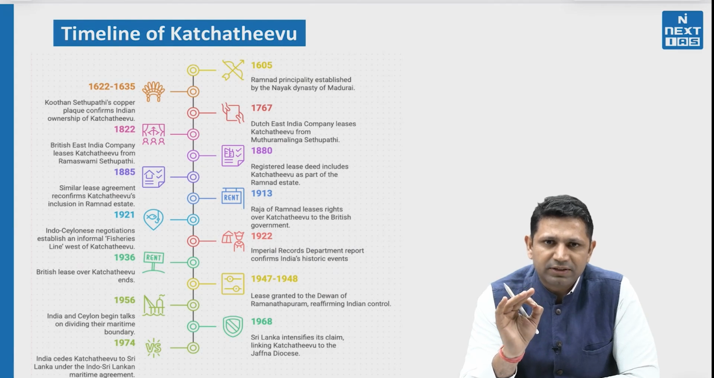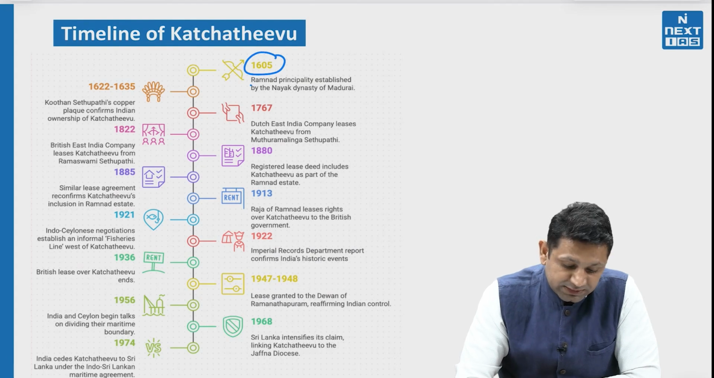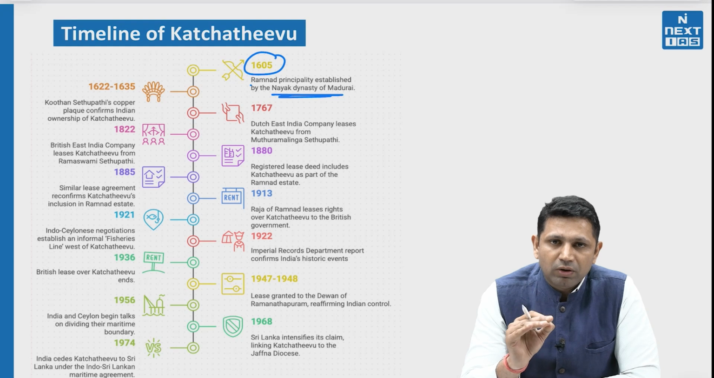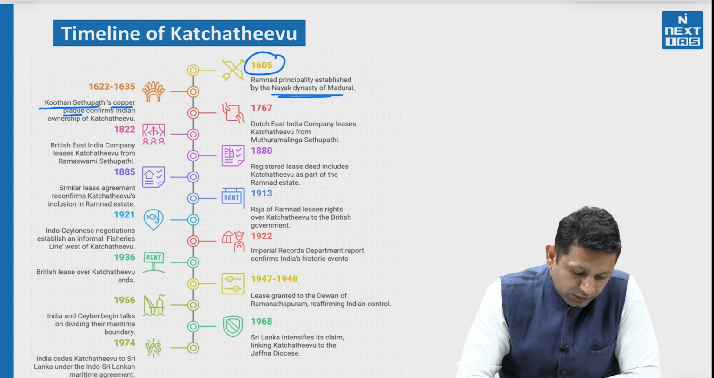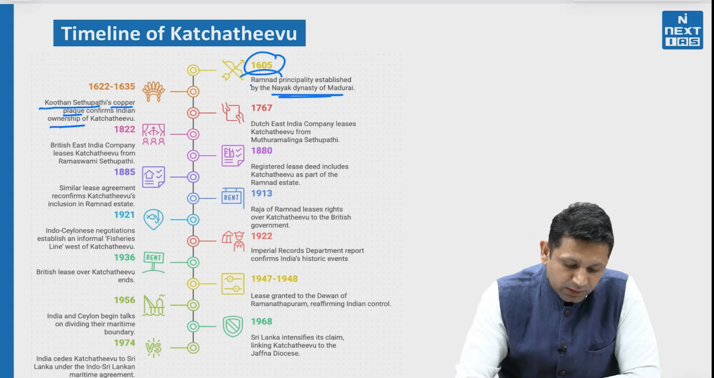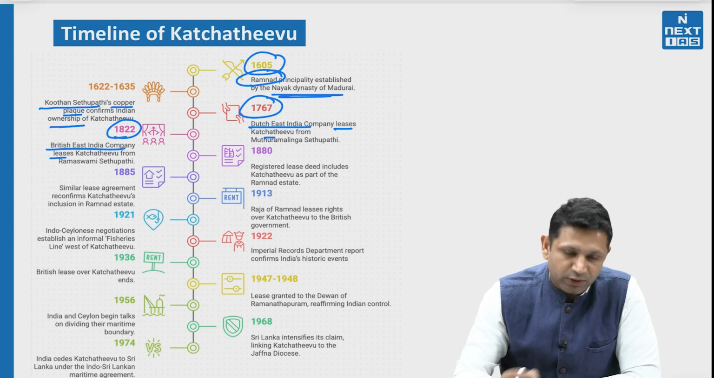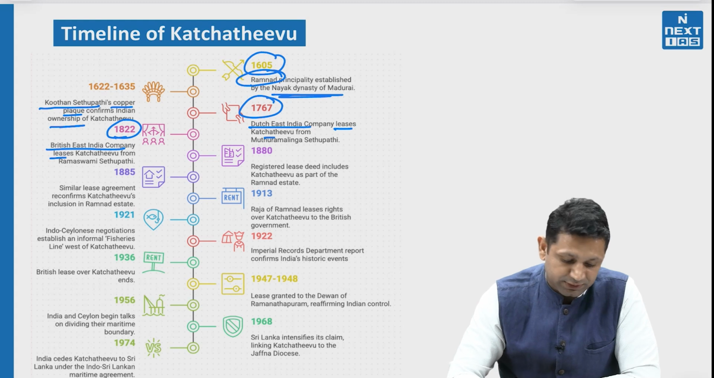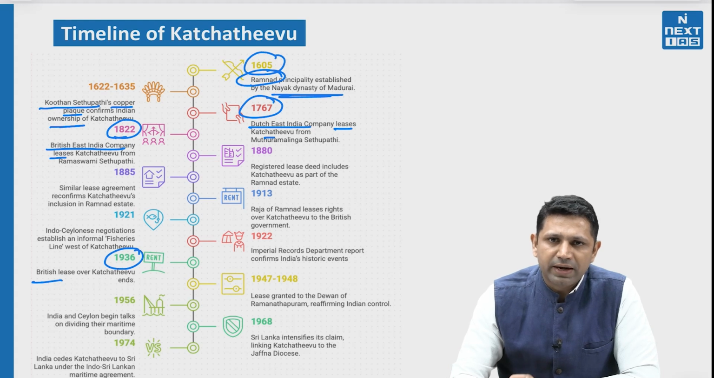If we go back into the history, we find that in 1605, the Ramnad Principality was established by the Nayak dynasty of Madurai. There was a copper plaque of one of the rulers, Kuthan Sethupathi, which confirmed that the ownership of the Katchatheevu Island was with the Ramnad Principality. Then in 1767, the Dutch East India Company took this island on lease. In 1822, the British East India Company took this island on lease. So after the Dutch, the Britishers took this on lease. And this lease actually continued till 1936, when the British lease over Katchatheevu Island expired.